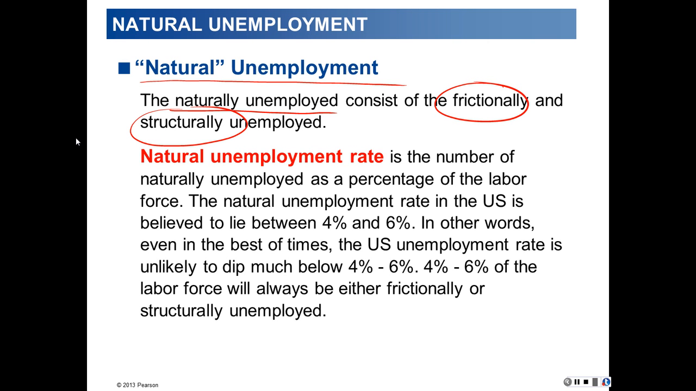Right? And then we come to the concept of the natural rate of unemployment. And the natural rate of unemployment is basically the number of the naturally unemployed as a percentage of the labor force. And this in the US is believed to be about 4%. So what is that 4% then? The 4%, in other words, is a kind of a lower bound on the unemployment rate. The unemployment rate can never fall below that. Right? It can never fall below that because there will always be frictionally and structurally unemployed workers in the economy, even in the best of times. Right? So is it feasible to have a 0% unemployment rate? Answer? No.